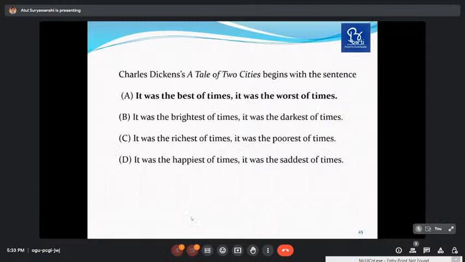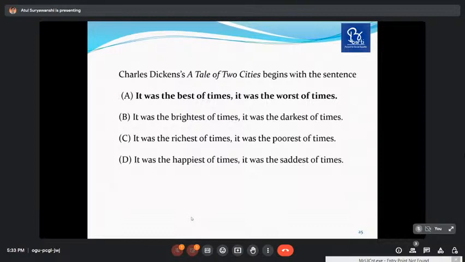Next question in this series: Charles Dickens, A Tale of Two Cities. So which are the two cities? The cities are London and Paris. A Tale of Two Cities, written by Charles Dickens, begins with the sentence, among four options: "It was the best of times, it was the worst of times." This is the beginning of the novel, which depicts the story of Paris and London, written by Charles Dickens, the Victorian writer.